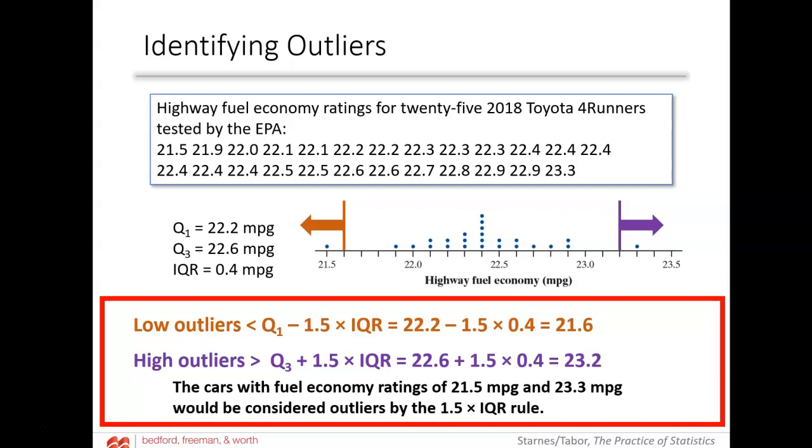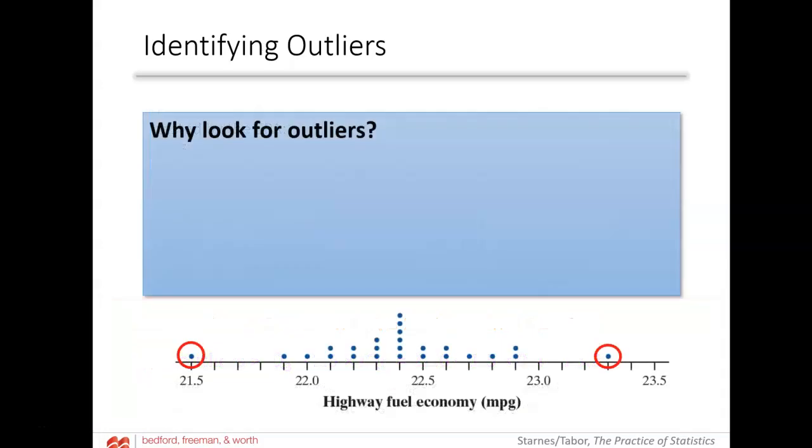If this was an AP question where you had a free response, you would have to literally name the 1.5 times interquartile range rule. I don't necessarily know that they ask for calculations, but you've got to show them.